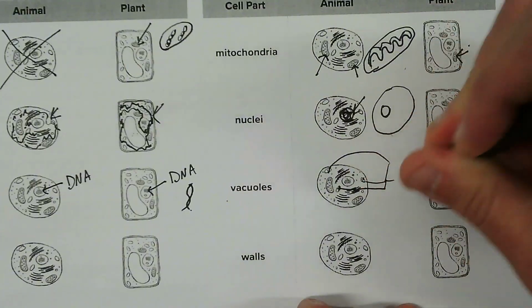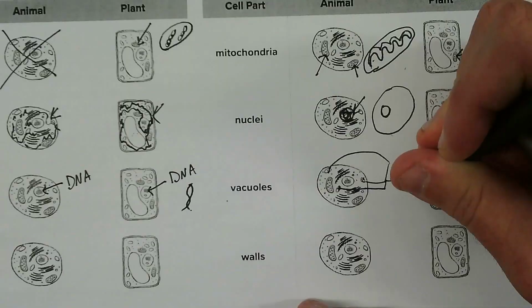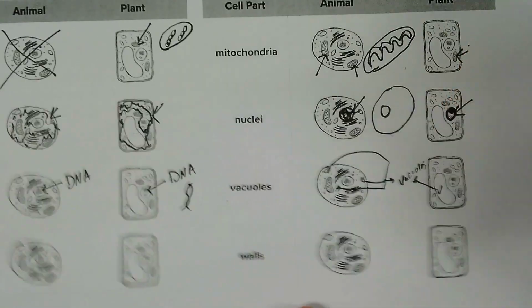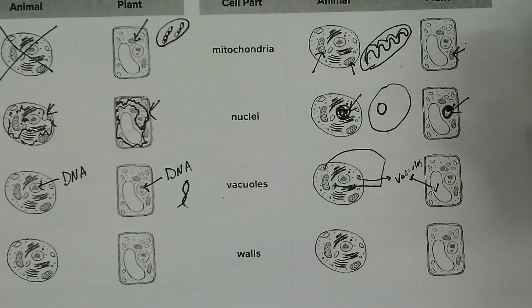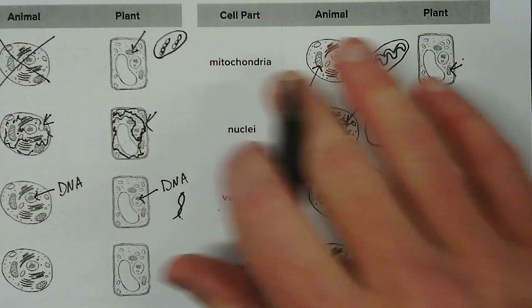And why might animals have a bunch of small ones and plants a big one? I talked about it in the notes video for this. Plants can't move. Plants need to store a lot of water in case there's a drought. Animals, they can go find the water. That's the thing they can do.